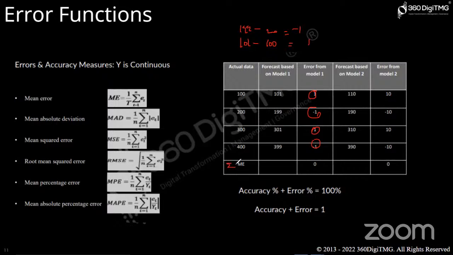That is nothing but mean error. I am going to take the mean error. When I do that, as I have the minus values, what is happening here? It is converted into 0. So can I say that my error is 0? Because I can see in my data that there is some error. So what do I have to do?